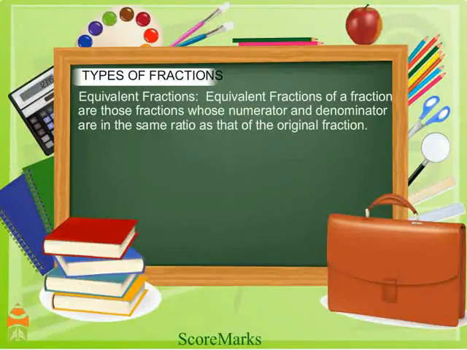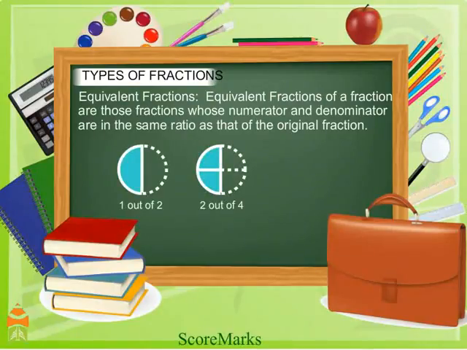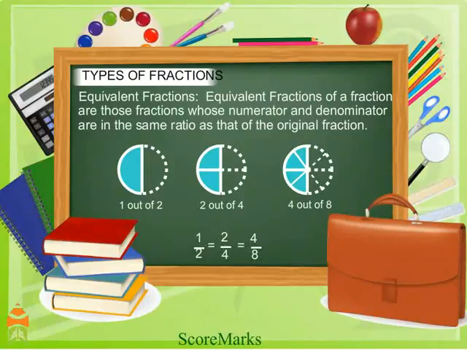Equivalent fractions. Equivalent fractions of a fraction are those fractions whose numerator and denominators are in the same ratio as that of the original fraction. Here, the shaded parts of the figures represent the equivalent fractions as 1 by 2 is equal to 2 by 4 is equal to 4 by 8.